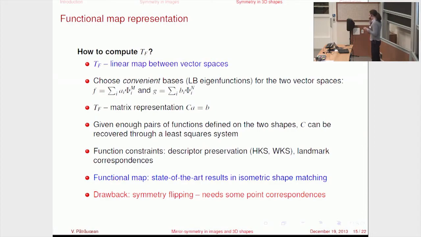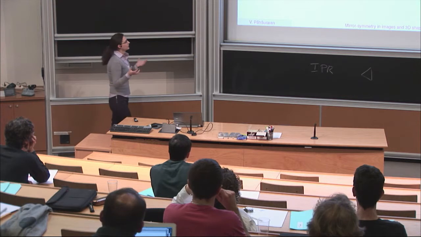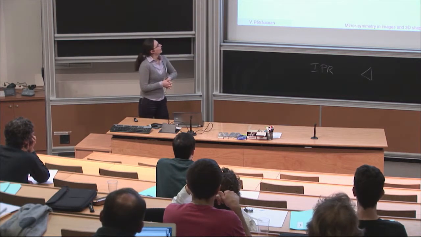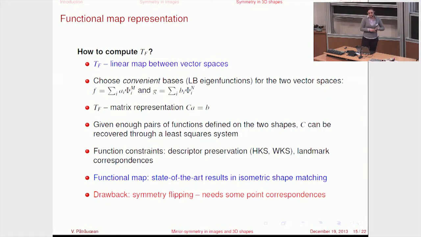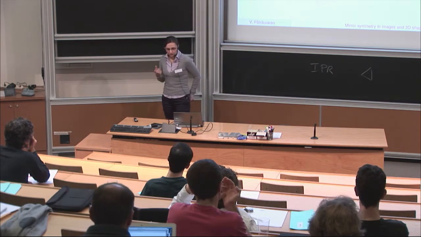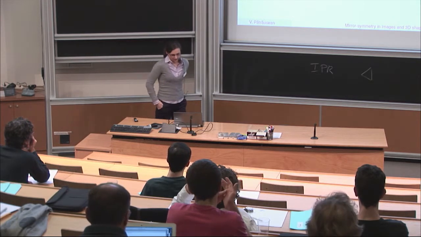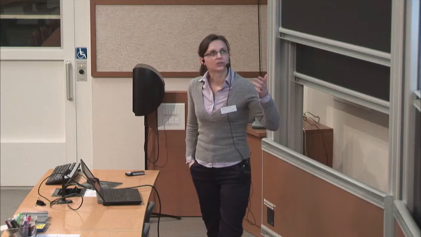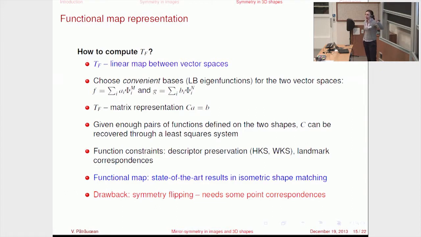Okay, so in general, how do we compute the functional map? Remember that the functional map is a map between two vector spaces, and it's actually easy to prove that it's a linear map. So if we choose convenient bases for the two function spaces, then we can project the functions on these bases, and the functional map admits a matrix representation, and we can write it like a simple linear equation. Then, if we are given enough pairs of functions on the two shapes, we can just solve a least squares system and recover this functional map. As function constraints on the two shapes, we can use different descriptors, like the heat kernel or wave kernel. There is a regularization part also, but I'm skipping the technical details.